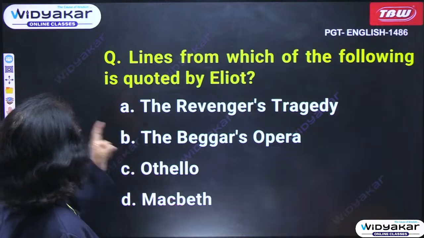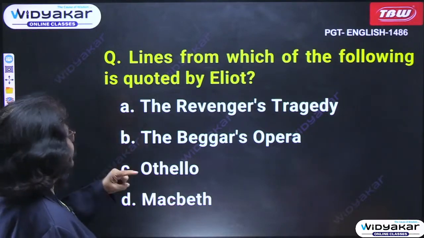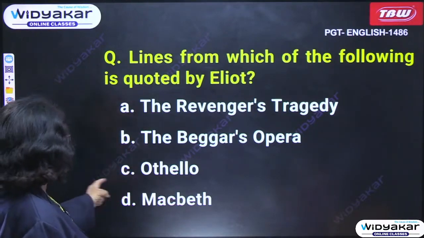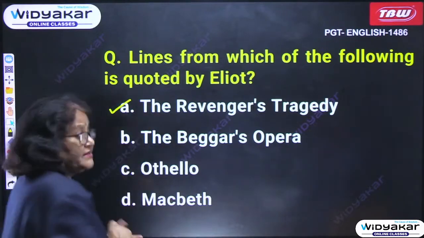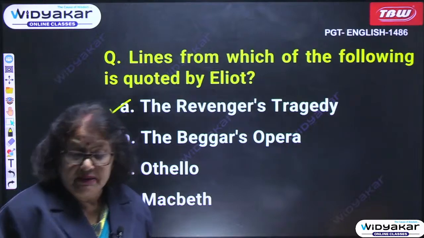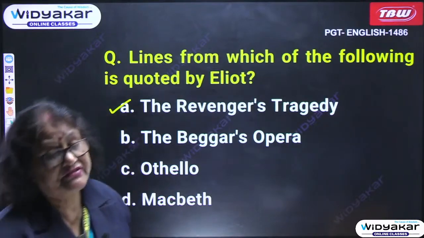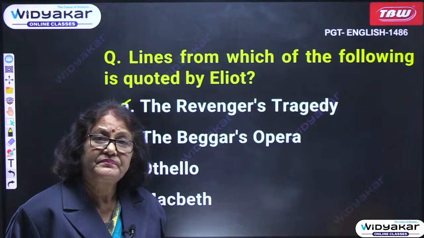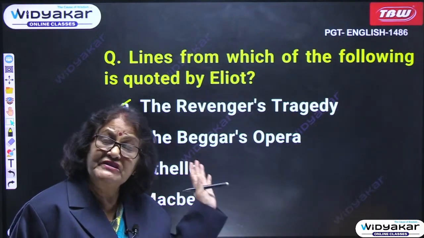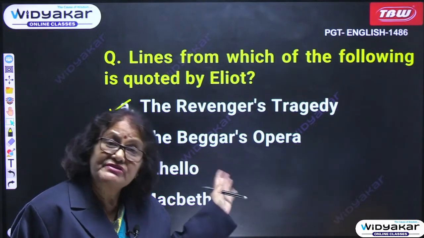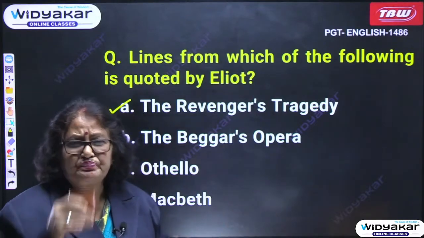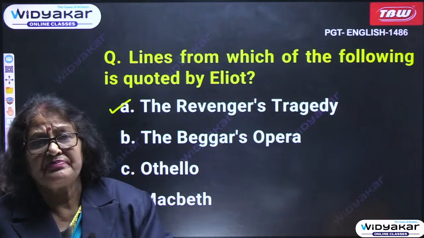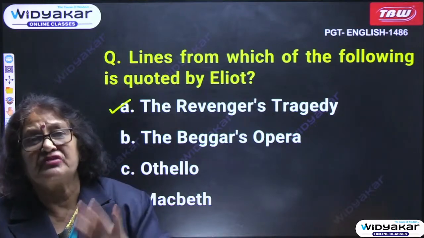Lines from which of the following are quoted by Eliot? A, The Revenger's Tragedy. B, The Beggar's Opera. C, Othello. D, Macbeth. In Tradition and the Individual Talent, Eliot refers to The Revenger's Tragedy by Thomas Middleton. He quotes from Thomas Middleton's Revenger's Tragedy to prove the value of tradition.